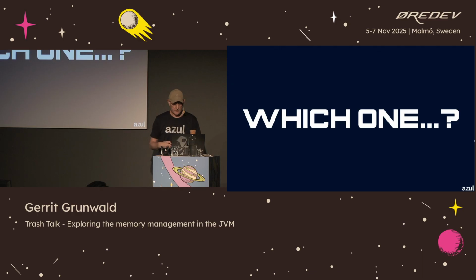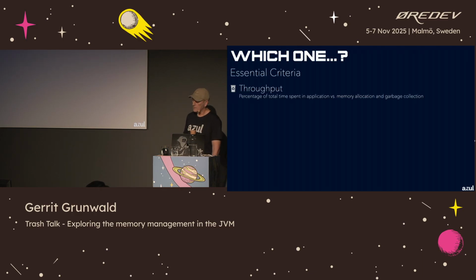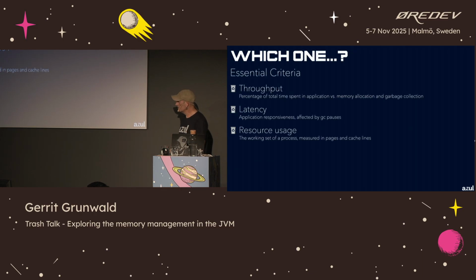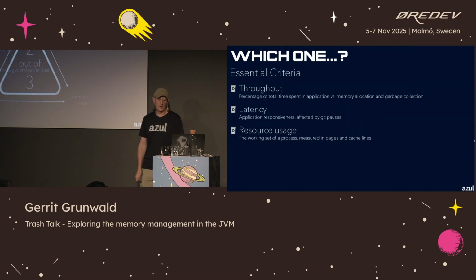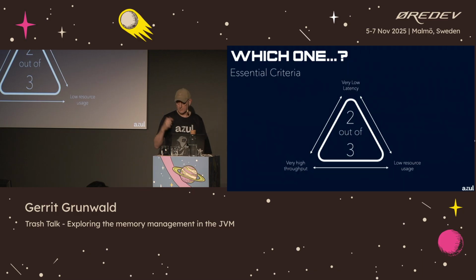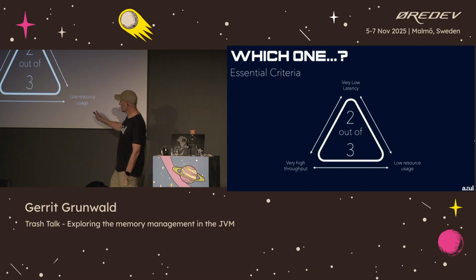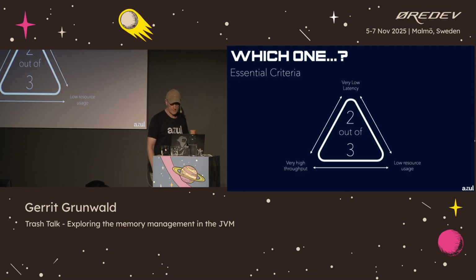This is the interesting part. Which one to choose? Well, there's throughput, latency, and resource usage. You can choose. Lucky you, you can only choose 2 out of 3. Sorry, there is not the silver bullet here. So if you need low resource usage and very high throughput, sorry, latency won't be low. Right? This is how it works. Doesn't really help you, I know.